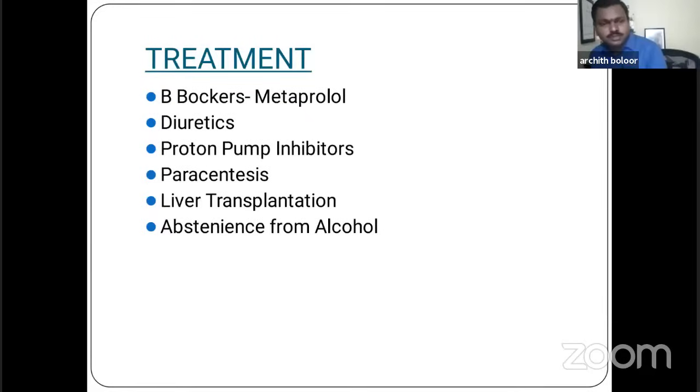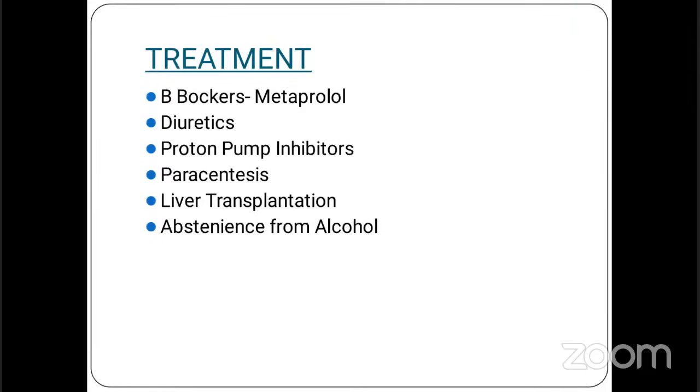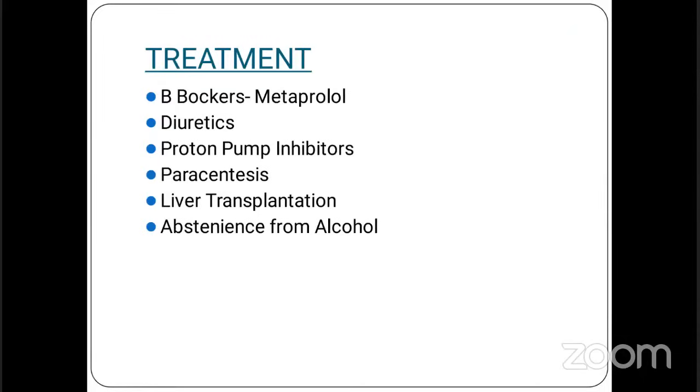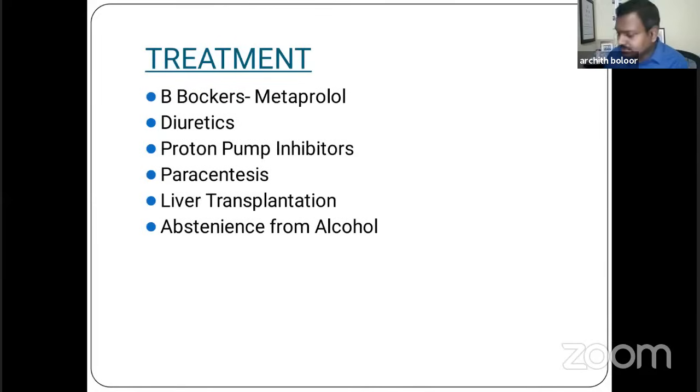And then you abstain from alcohol, and the specific treatment would be liver transplantation. And based on the other complications, you will manage those also. If you have SBP, you will manage that. If it is coagulopathy or thrombocytopenia, you'll have to manage that. So all those complications have to be managed. Any other doubts or clarifications?